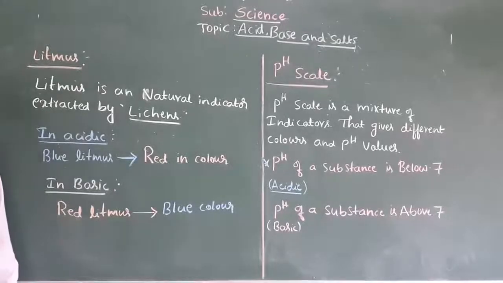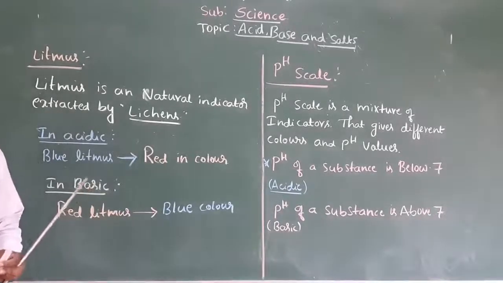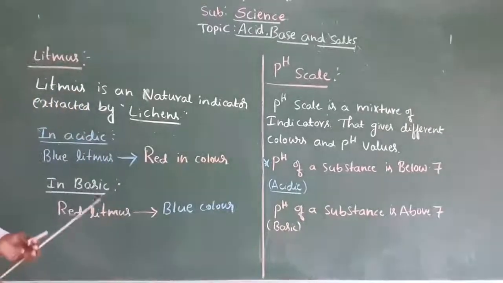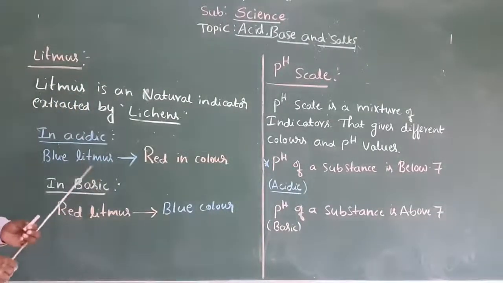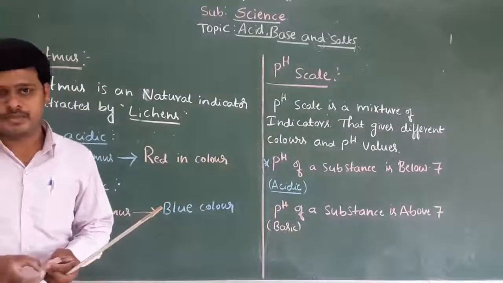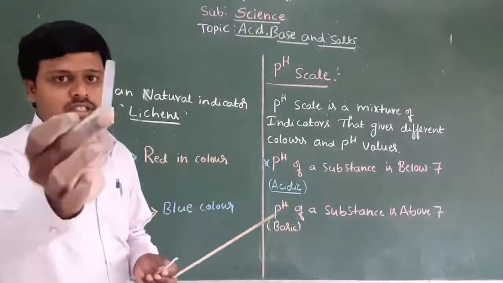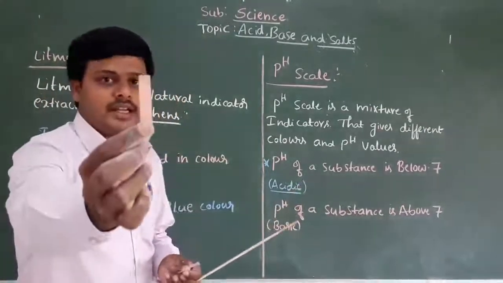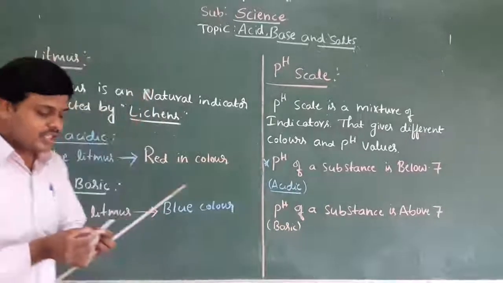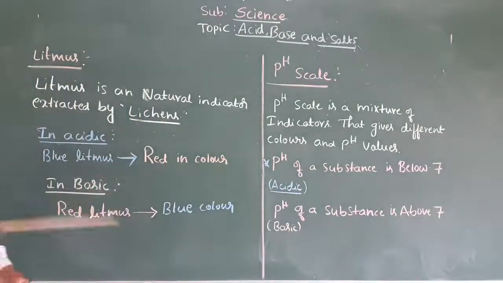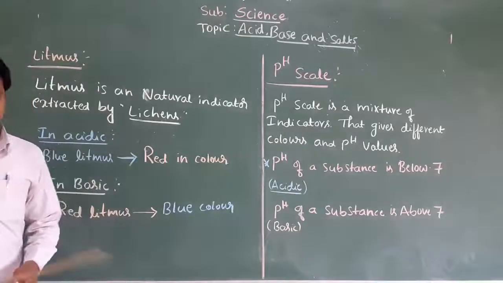Dear children, one more type of natural indicator that we discussed is litmus. There are two types of litmus: blue litmus paper and red litmus paper. You have observed this one. This is blue litmus paper, and this is red litmus paper. These are the two papers that will be used to tell whether a substance is in an acidic medium or a basic medium.